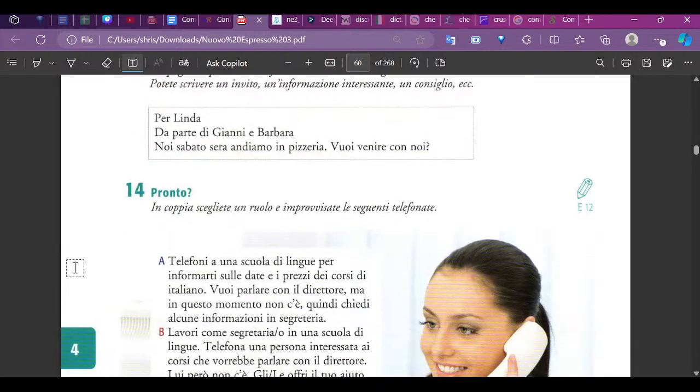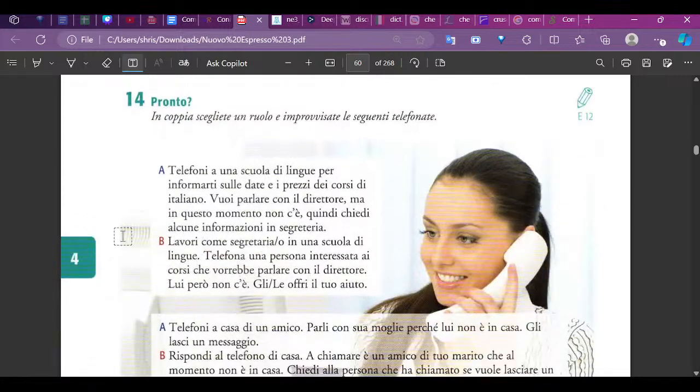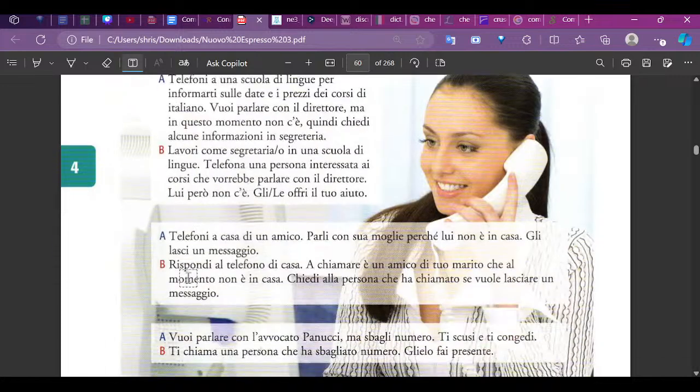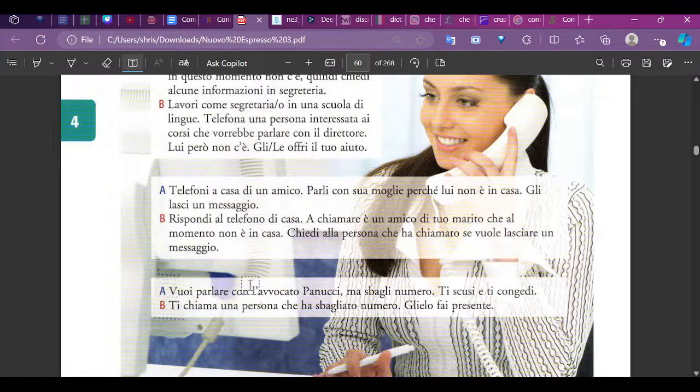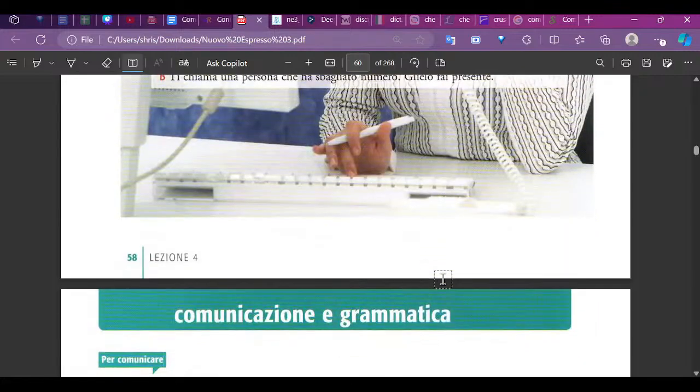Okay. Pronto? In coppia, scegliete un ruolo e improvvisate le seguenti telefonate. So A and B, they play roles. This is, again, just classwork. It's good for oral production, though. But yeah, this isn't writing. Vuoi parlare con l'avvocato Panucci, ma sbagli numero. Ti scusi e ti concedi. Ti chiamo una persona che ha sbagliato numero. Glielo fai presente. So little dialogues in the classroom.